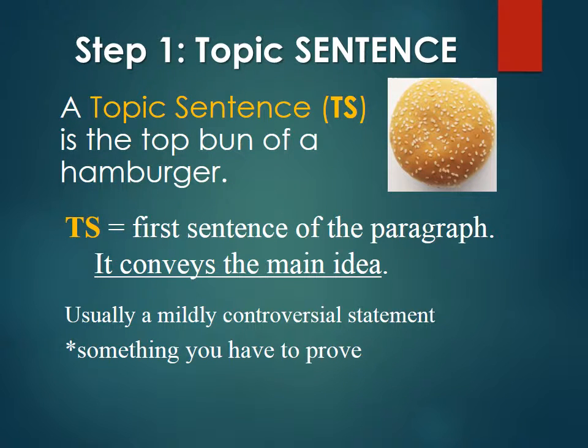We're going to consider a paragraph just like a hamburger. All the parts of the hamburger are really important, just like all the parts of a paragraph. The first step that you want to do in writing your paragraph is to come up with a topic sentence. A topic sentence is the first sentence of your paragraph which conveys the main idea. Usually this should be a mildly controversial statement. In other words, it's something that you have to prove. This would be the top bun of the burger.